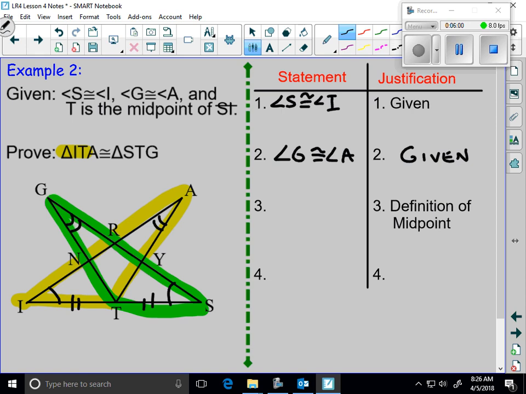Definition of midpoint. How would I use the definition of the midpoint to help me here? Not RT. T is the midpoint of SI. So what two segments are now congruent, Nick? IT is congruent to what? ST. Good. You agree? Based on that logic, I can say that triangle ITA is congruent with triangle STG by what?